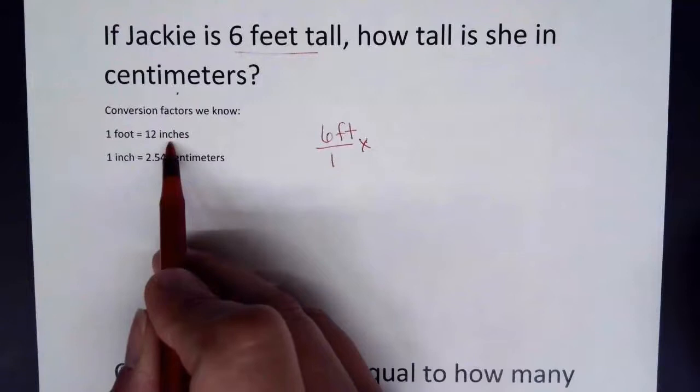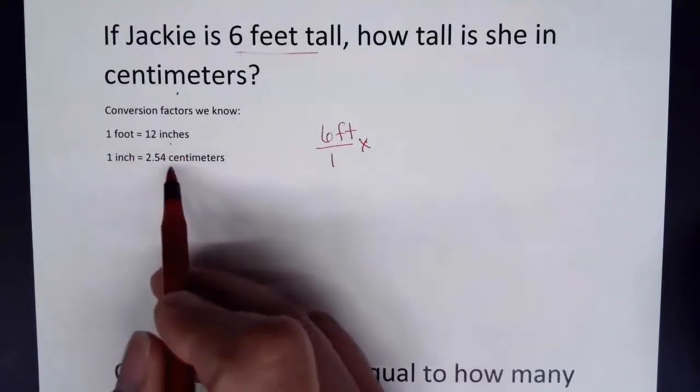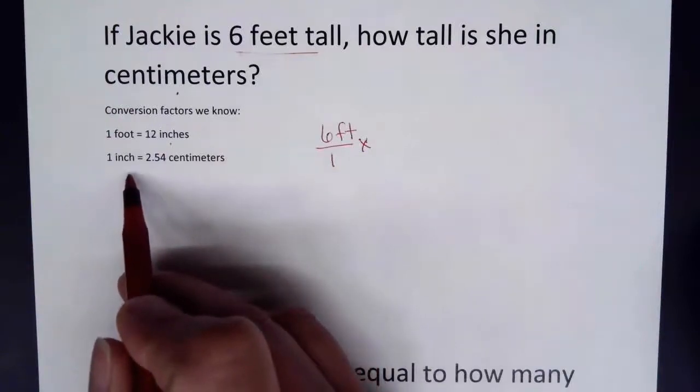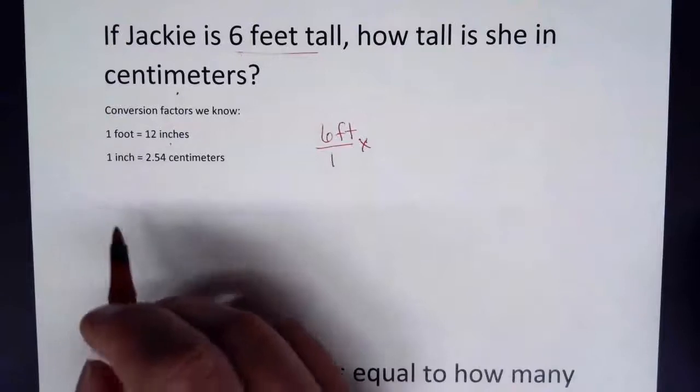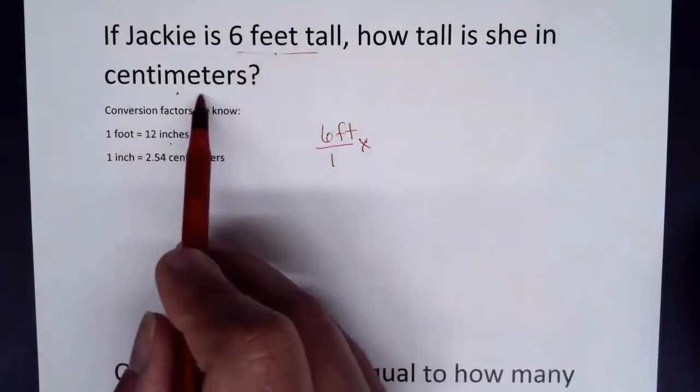We know that there are 12 inches in 1 foot. We know that there are 2.54 centimeters in 1 inch. So we can use these conversion factors to get us to a point of feet to centimeters.